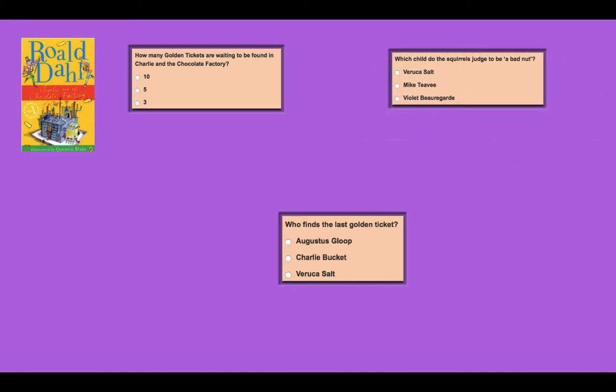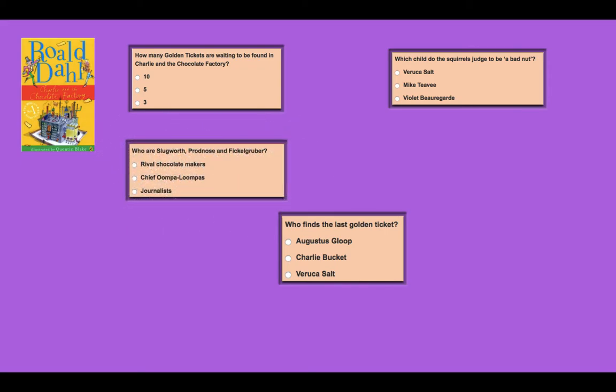Which child do the squirrels judge to be a bad nut? You can choose 1, 2 or 3. So you've got Veruca Salt, Mike TV, or Violet Beauregard. Who are Slugworth, Prodnose and Fickle Grubber? Is it number 1, rival chocolate makers? Number 2, chief Oompa Loompas, or number 3, journalists?